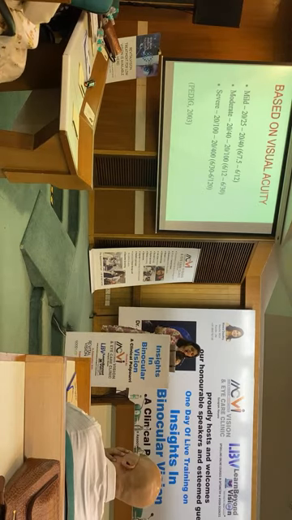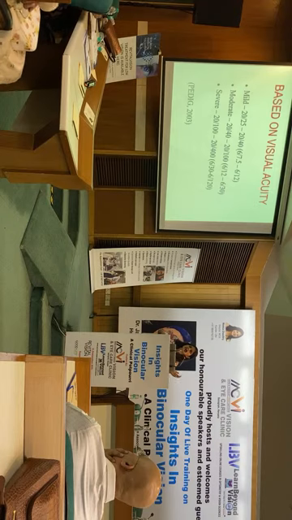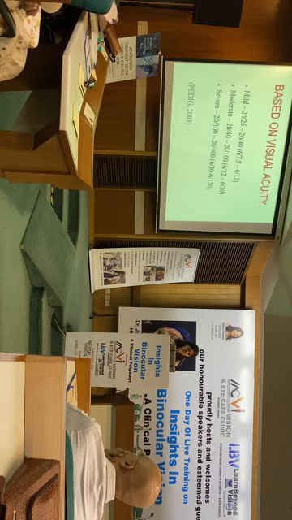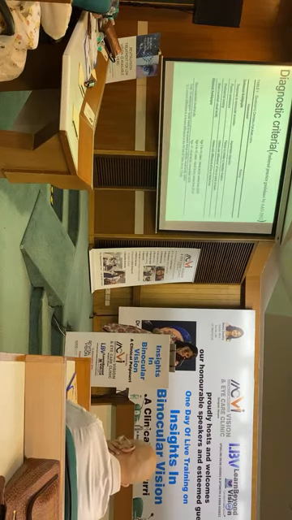Now, based on visual acuity, this was the classification given by PEDIG. Based on the visual acuity, amblyopia can be classified as mild, moderate, and severe. So mild form is somewhere between 6/7.5 to 6/12. Moderate amblyopia is somewhere between 6/12 to 6/30. And severe amblyopia is between 6/30 to 6/120. And beyond that, you have the more profound variant.